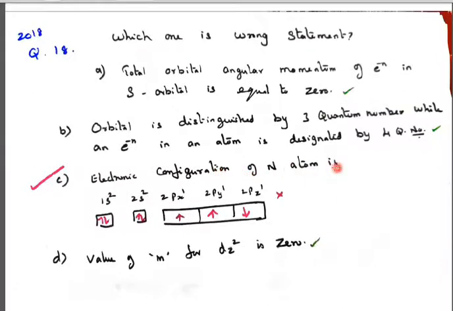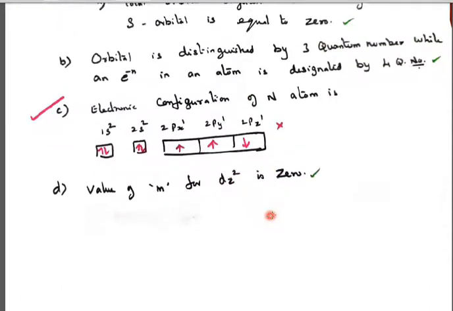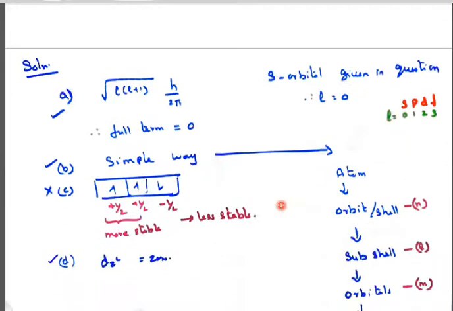Now the electronic configuration of nitrogen: atomic number is 7 for nitrogen, 1s2, 2s2, 2p3, so 2px1, 2py1, 2pz1. So when these electrons are written, they have upward direction, downward direction. But it is wrong, because upward direction means it is stable. If it is in a downward direction, it is unstable. So it is a wrong concept. Value of m for dz square is equal to 0. That is the correct answer. So here the given answer is root of L into L plus 1 h by 2 pi.